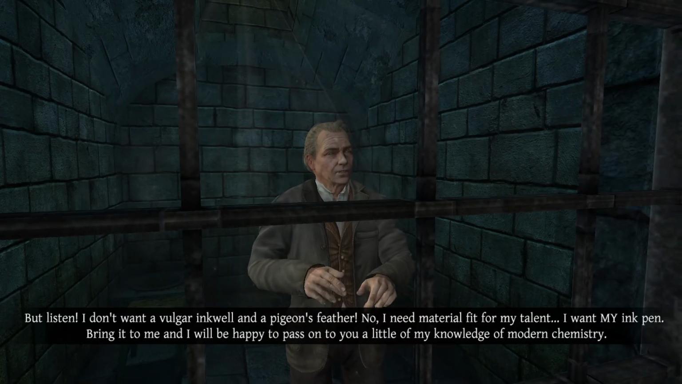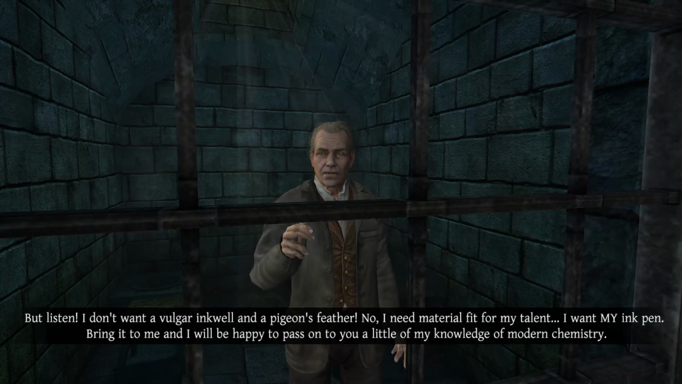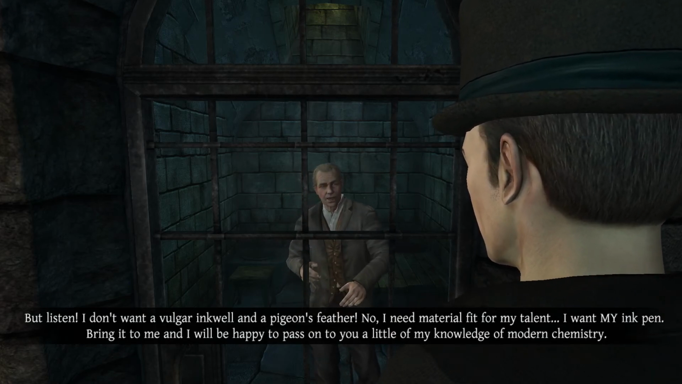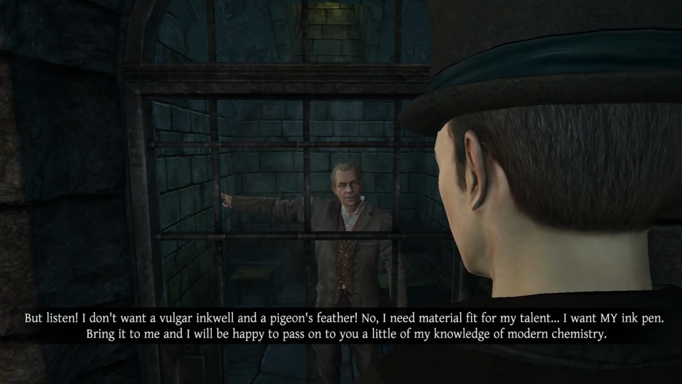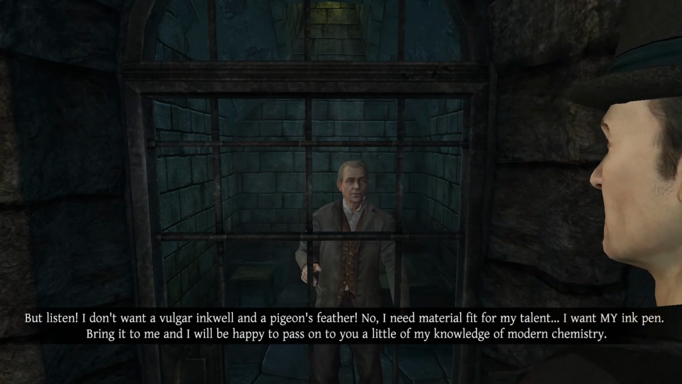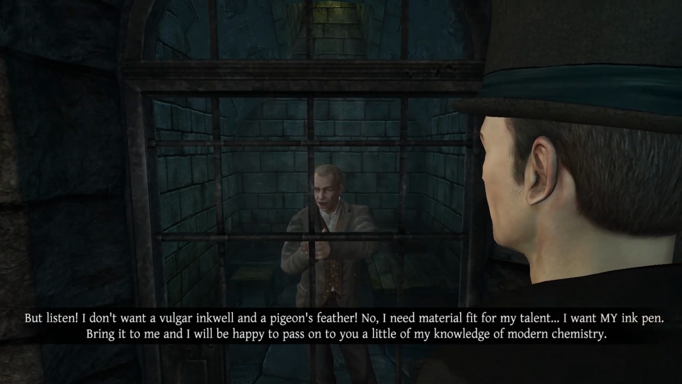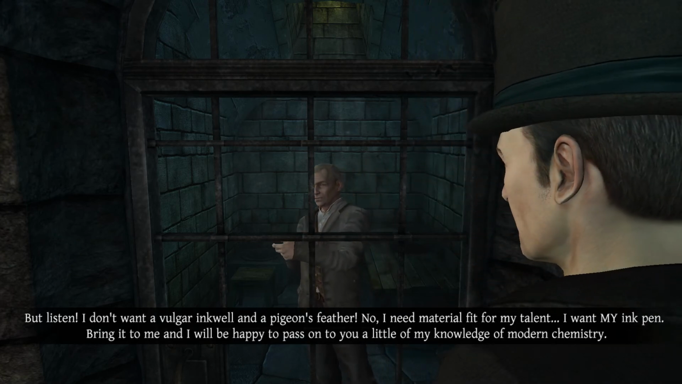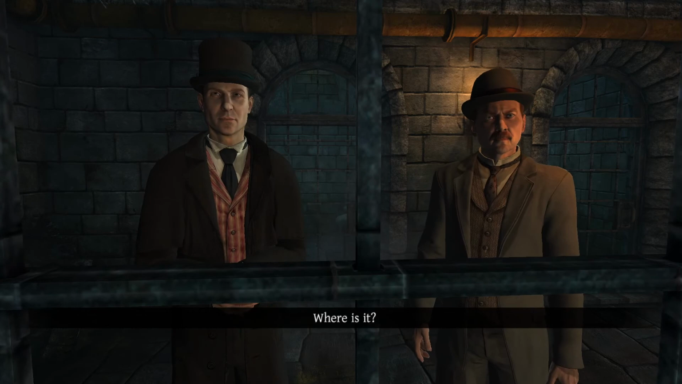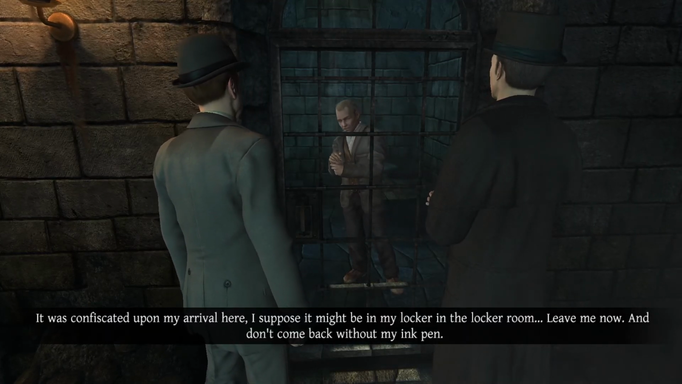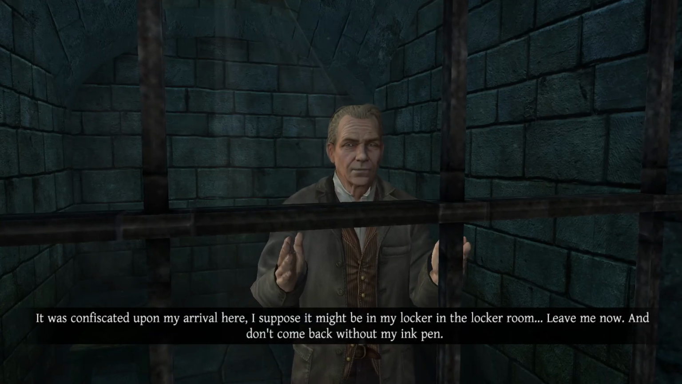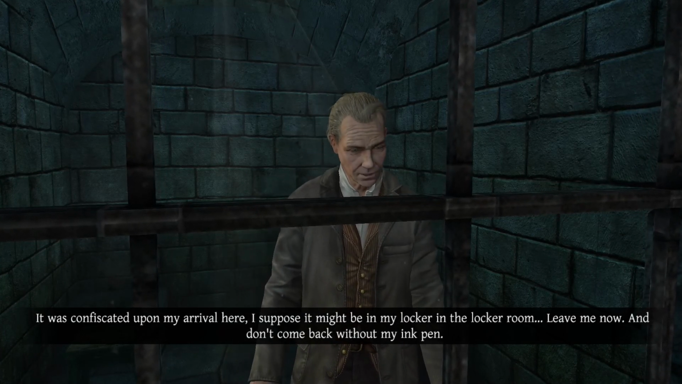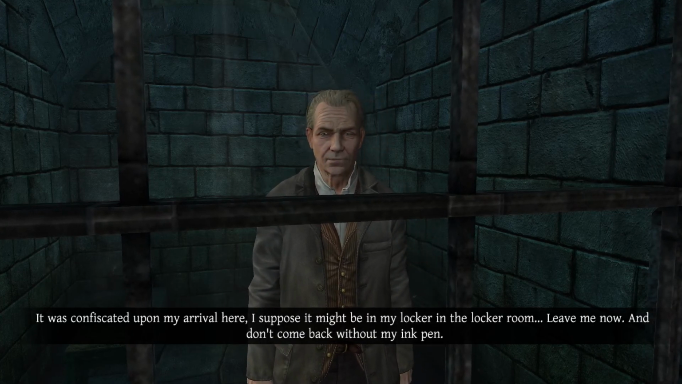But listen, I don't want a vulgar inkwell and a pigeon's feather. No, I need material fit for my talent. I want my ink pen. Bring it to me, and I will be happy to pass on to you a little of my knowledge of modern chemistry. Where is it? It was confiscated upon my arrival here. I suppose it might be in my locker, in the locker room. Leave me now, and don't come back without my ink pen.